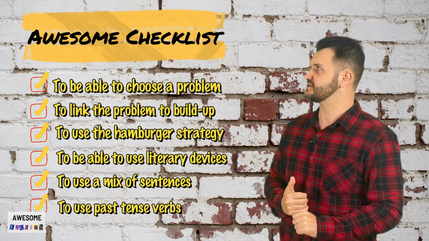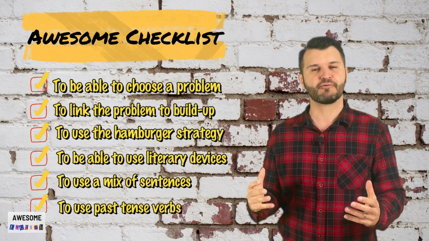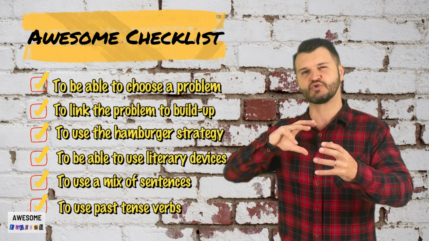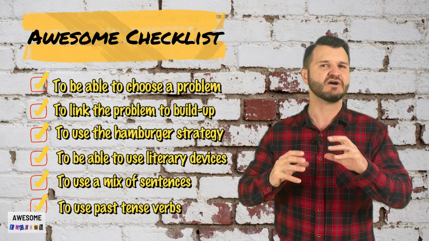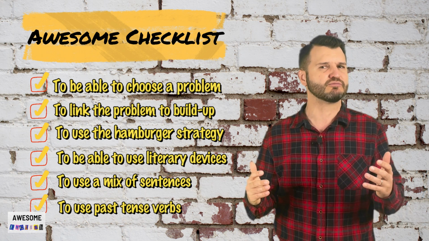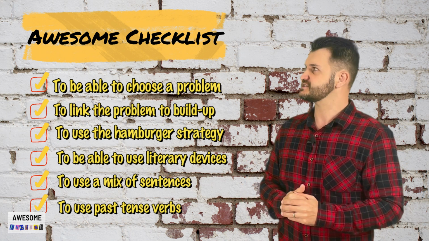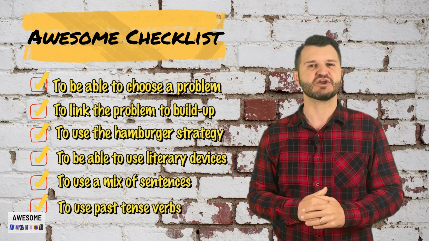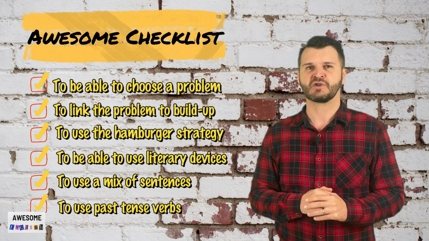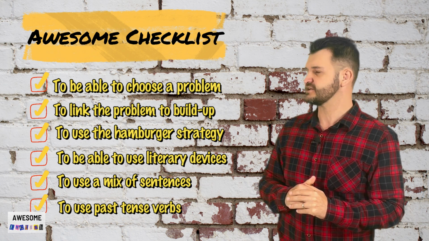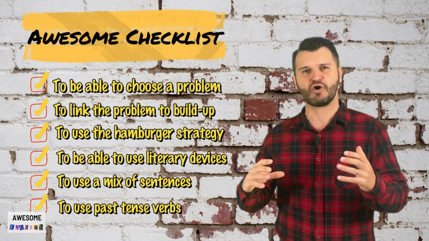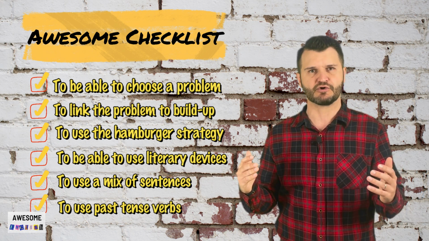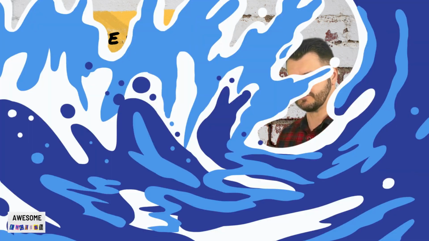So the first one is to choose a really good problem to write about. Then to link our problem to our build-up paragraph. So you should already know what your problem is. Then to be able to use the hamburger strategy to structure a really great paragraph. To use literary devices. To use a mix of simple, compound, and complex sentences. And to use past tense verbs. All right, let's get moving.